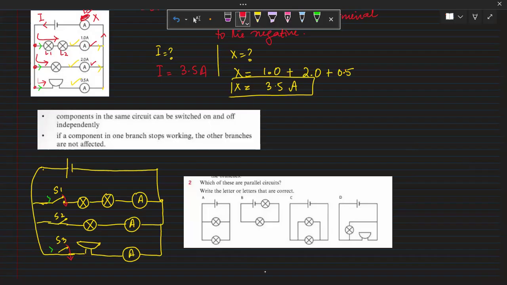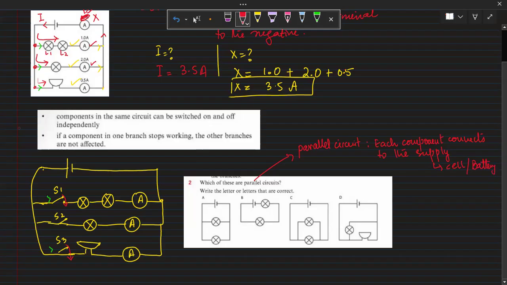You remember this thing. In the parallel circuit, each component is directly connected to the supply, right? Supply means a cell or a battery, okay? Then that particular component will be considered to be parallel across the cell, okay? Across the cell.